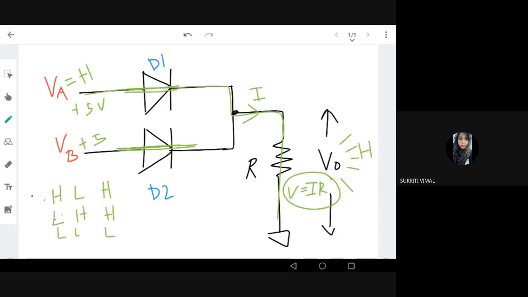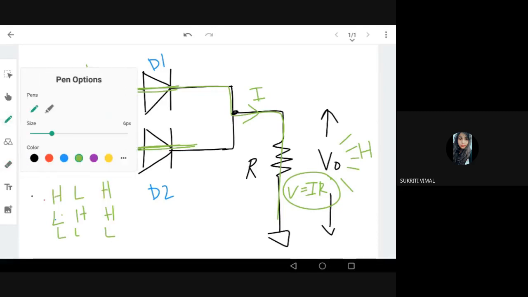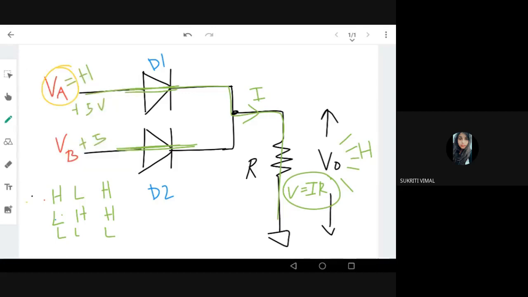If both inputs, VA and VB, are off or zero, what happens? If there is no VA, there is no VB, there is no current. Current equals zero, so there is no voltage across the output. So low, low, low. And if both are high, both are on, there will still be current, so the output is also high. So this is an OR gate equivalent using diodes, right?